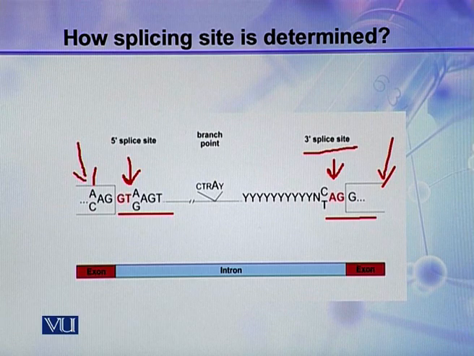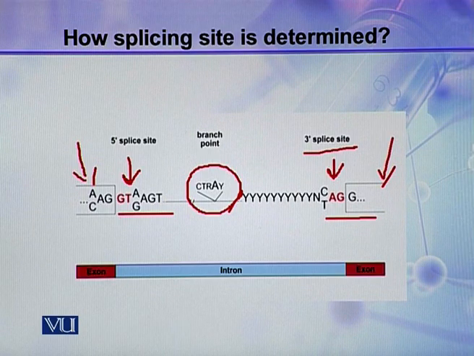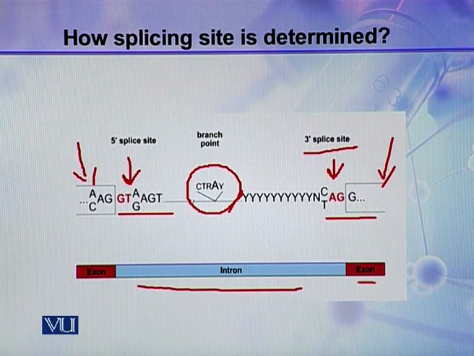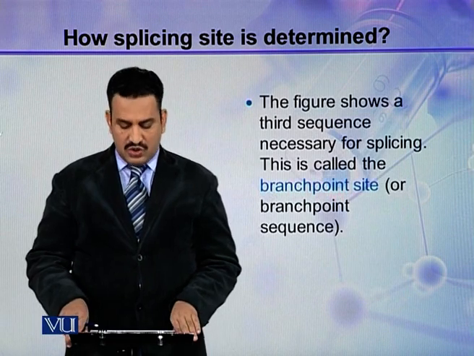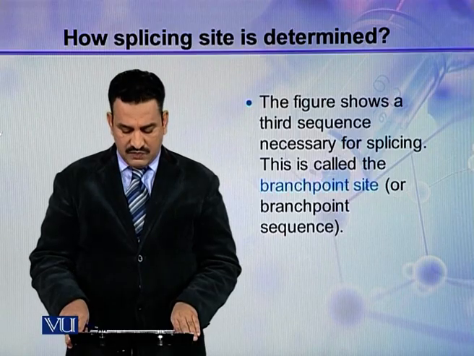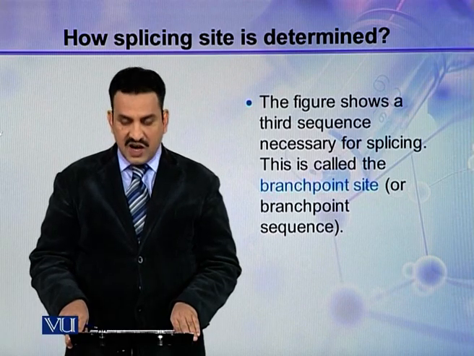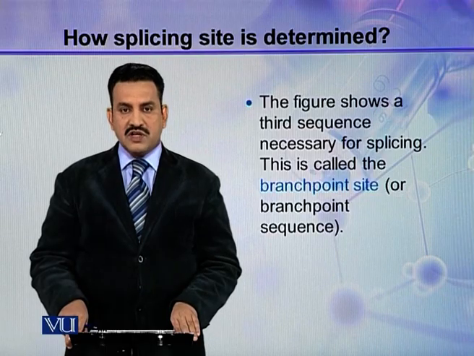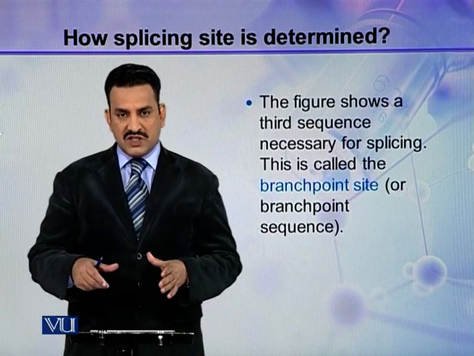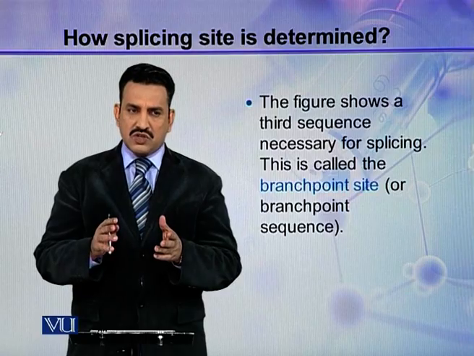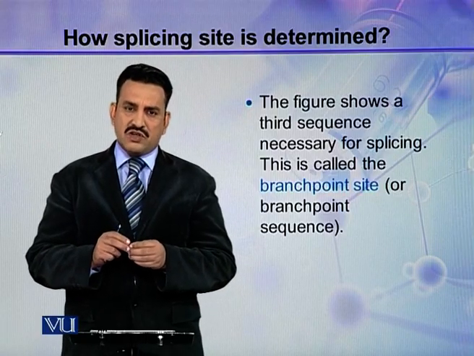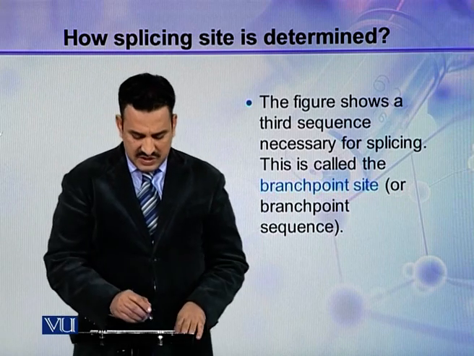And in addition to these sequences, there is also a specific sequence in the intron. So this in between is the intron and these are two exons. So these are the specific sequences present at the splice sites. The figure shows a third sequence necessary for splicing. This is called branch point site or branch point sequence, and this was present in the center of the intron. It is not very much in the center, but it is towards the 3' site.